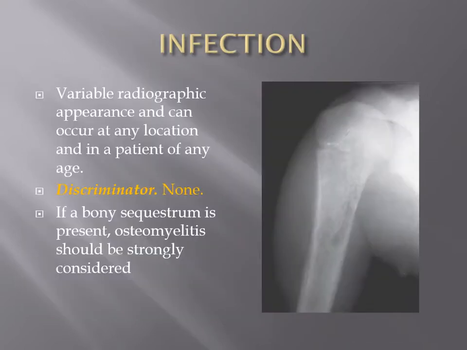Infection has a variable appearance and can occur at any location and in any patient of any age, including before 30 and after 30. So the discriminator is none, so it almost always is included in any differential diagnosis. However, they said if a bony sequestrum is present, this strongly suggests this lesion, and for the surgeon it is a different lesion because they will just remove it.